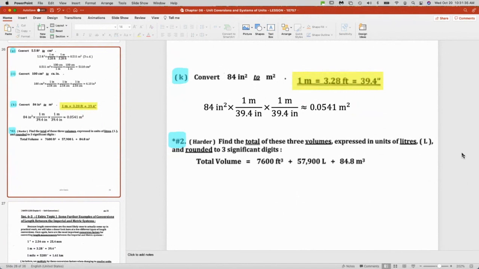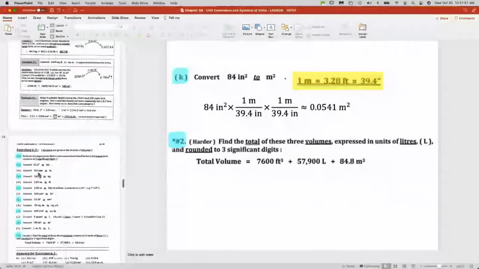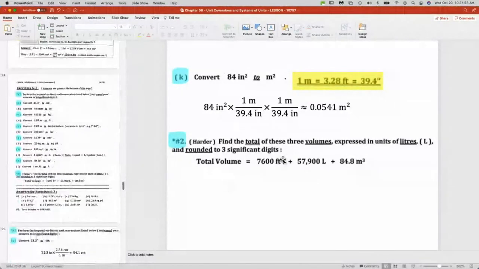It says, find the total of these three volumes expressed in liters. So at least the middle one's good. You don't have to play around with the middle one, but the other ones look like they need some work done. So we're going to talk about those conversions.